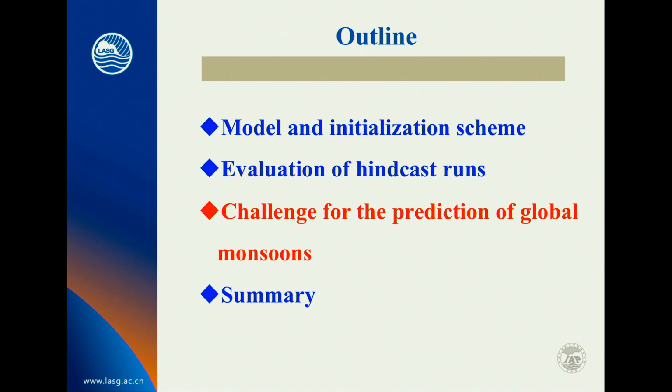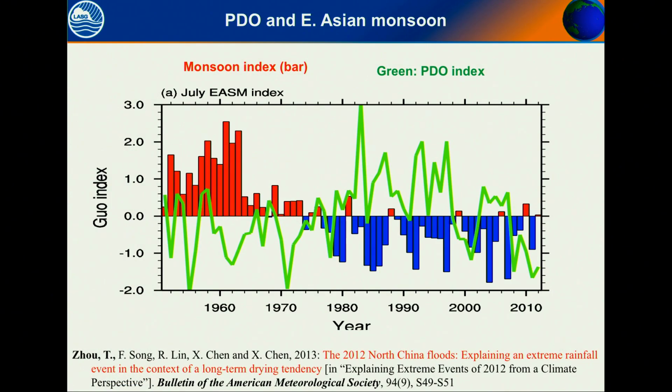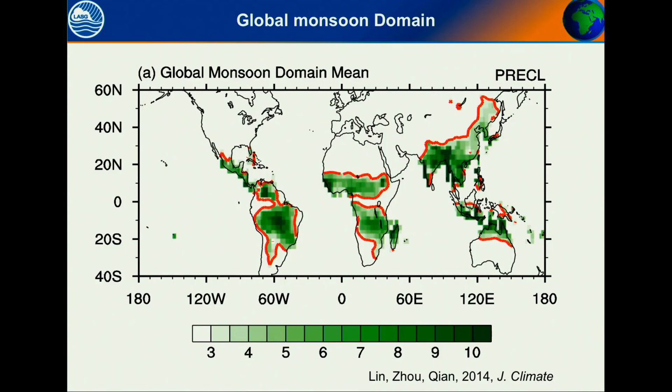Last, I want to note the low skill of the PDO hindcast actually poses a challenge for the prediction of the global monsoons. Here I show, yes, the green is the PDO index, covering the past 50 years, and here is the East Asian Summer Monsoon Index. You can find in the past 50 years, the evolution of the monsoon is just out of phase with PDO. We further extend the time series to the so-called global monsoon. That means we add rainfall anomalies falling in all these monsoon domains. Thus, we can get a so-called global monsoon index.